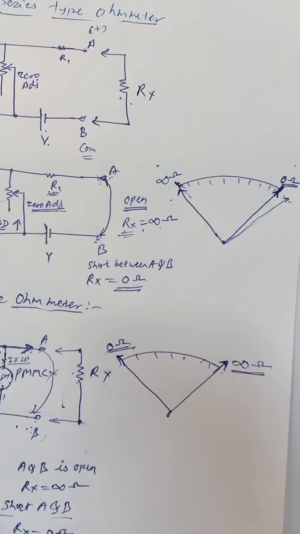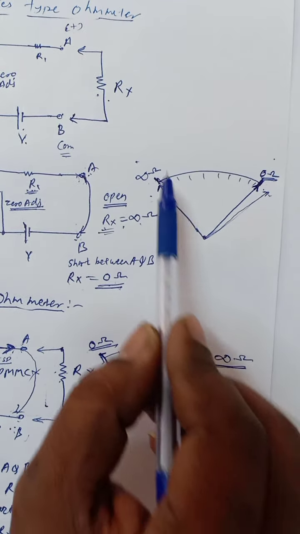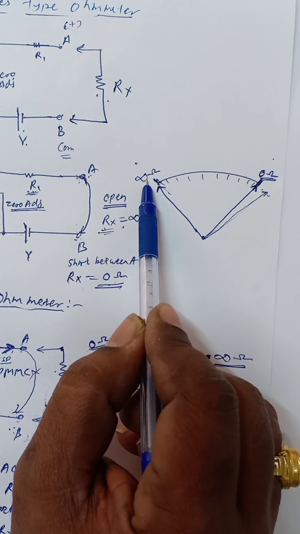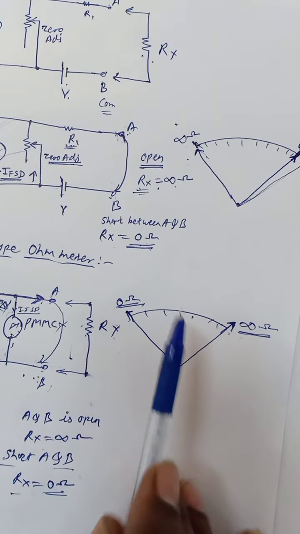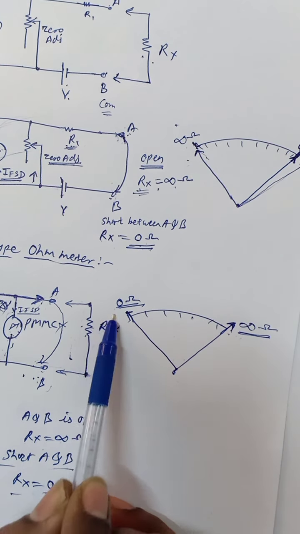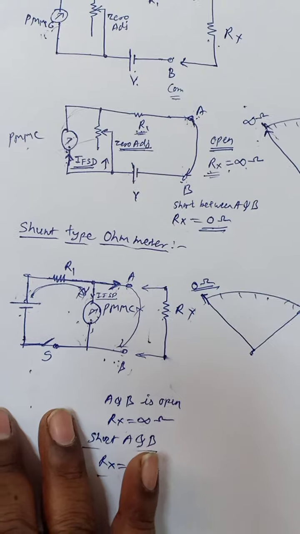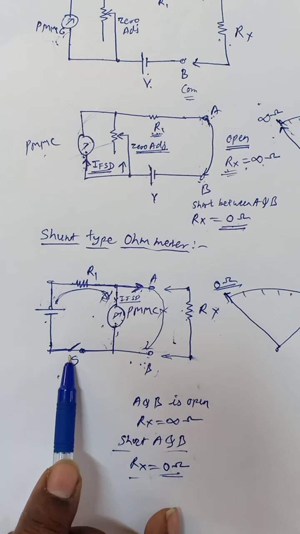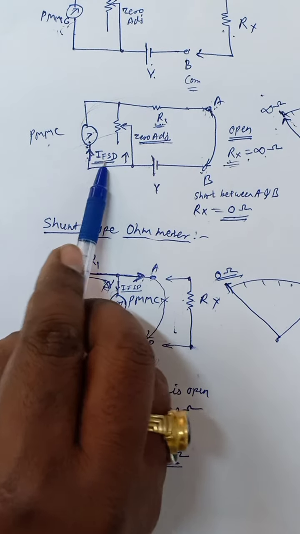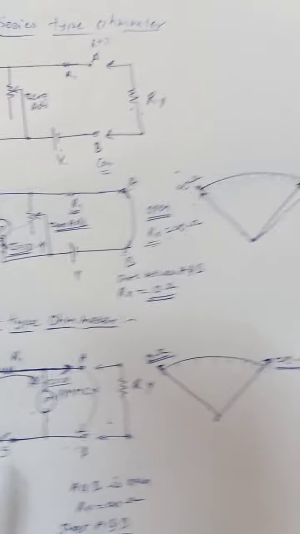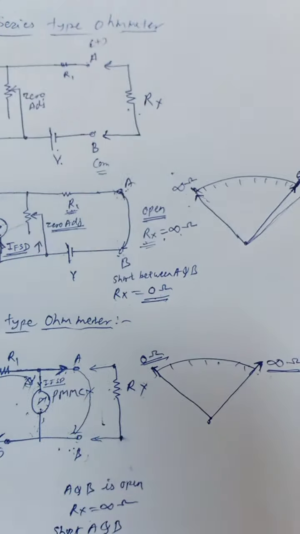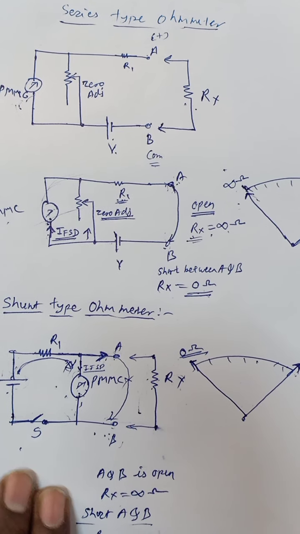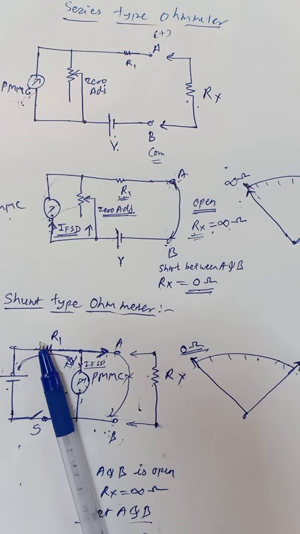Okay, so these are the main differences. In the series type ohm meter, 0 is on the right hand side and infinity ohm is on the left hand side. In the shunt type ohm meter, infinity is on the right hand side and 0 is on the left hand side. The switch is required in the shunt type ohm meter, which is not required in a series type ohm meter. So this is the main difference. There may be a question: write the difference between the series type ohm meter and the shunt type ohm meter. Okay, so let's stop here now.